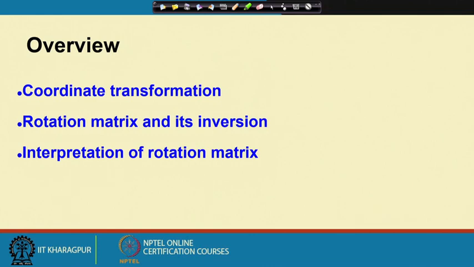In these lectures we are going to restrict ourselves to the planar case. Once the planar case becomes clear, then going over to the spatial or 3-dimensional case becomes very simple. It is just one step ahead. So, the overview of this lecture is that we are going to first start with coordinate transformation. We are going to look at the rotation matrix and its inversion, and we are going to interpret the rotation matrix so that we are able to understand the elements that construct it.